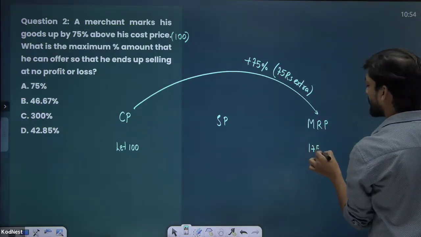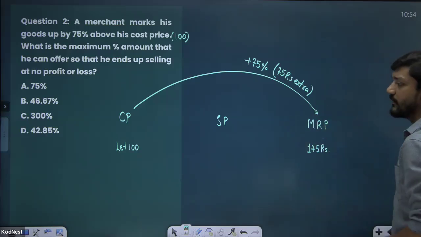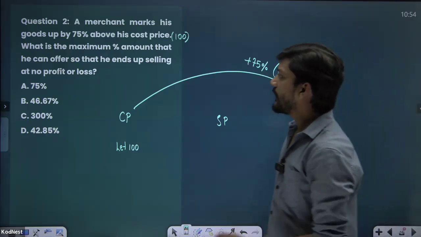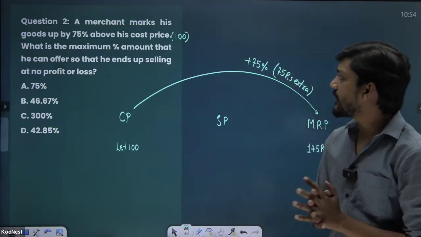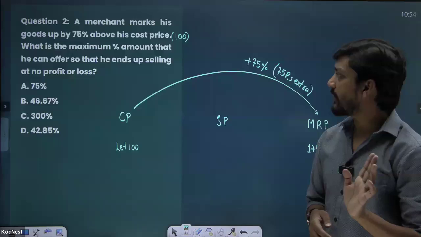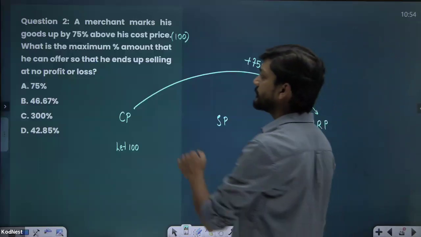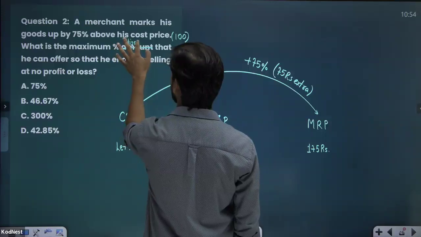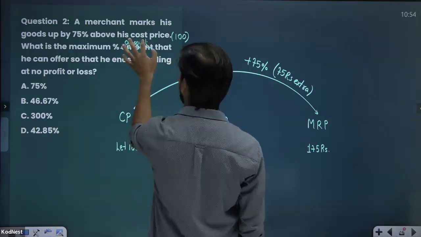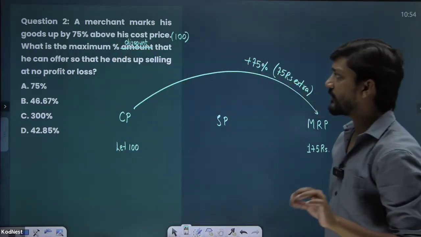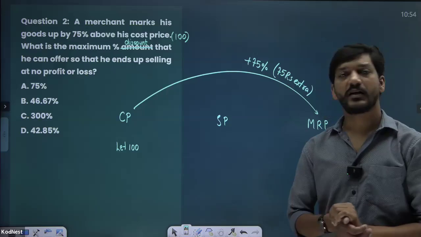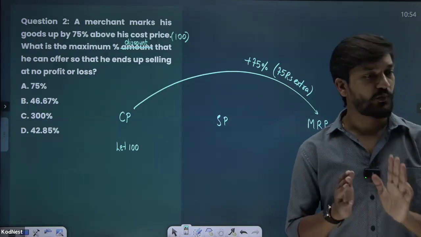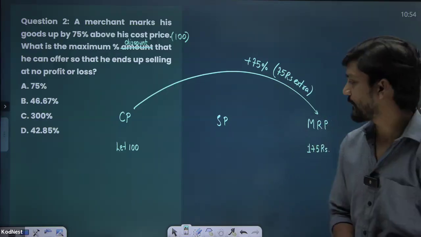175 rupees. Okay. Now, what is the maximum percentage amount? Actually, it should be discount. Maximum percentage discount that he can offer so that he ends up selling at no profit, no loss.